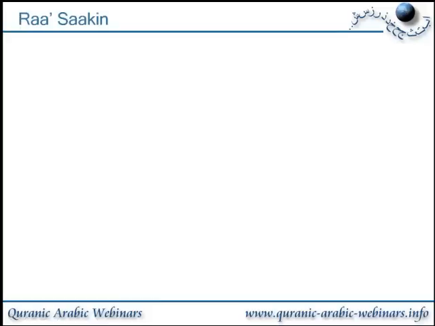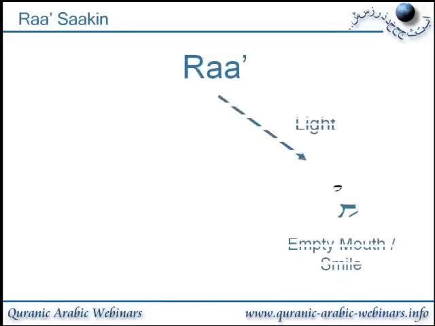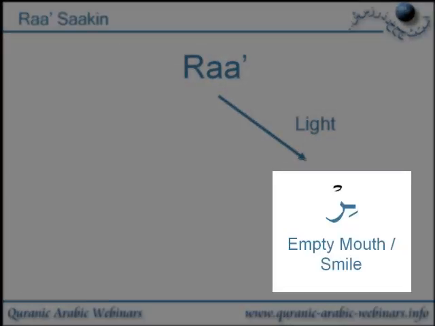Now, the letter Ra has some special rules when it is sakin. The first one is, if the sound before the Ra sakin, when it has sukoon, is a kasra sound, then when you join it, you must make it what we call empty mouth. Empty mouth, effectively just think of smiling while you say it. So this would be ir, and make a smile.